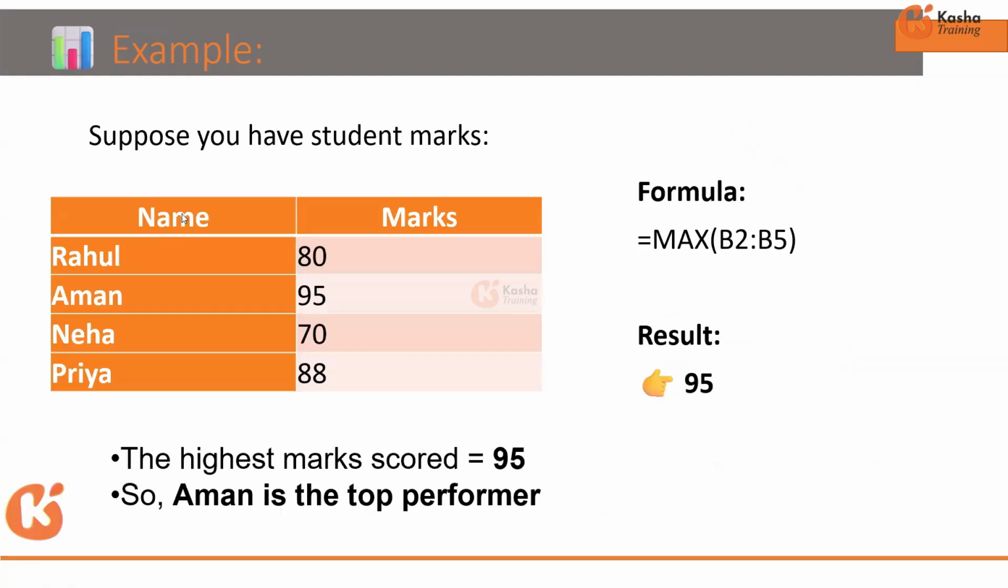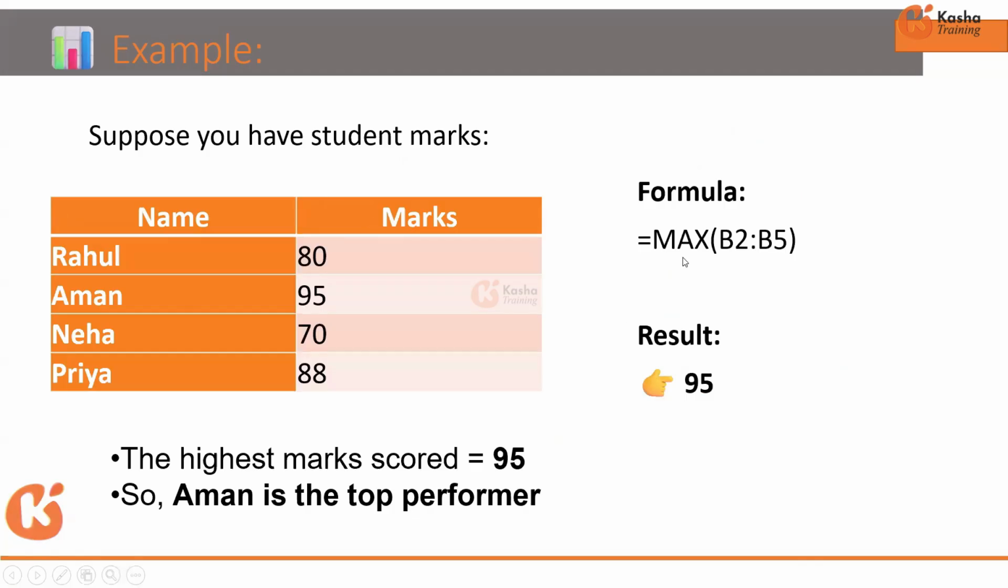For example, here you can see you have a name. There are four people here, and these are the marks they have achieved. Now, this data is very small. You can make it out just by looking at it. But if the data is huge, in that case, you can use a formula to find out who has the highest score in this.